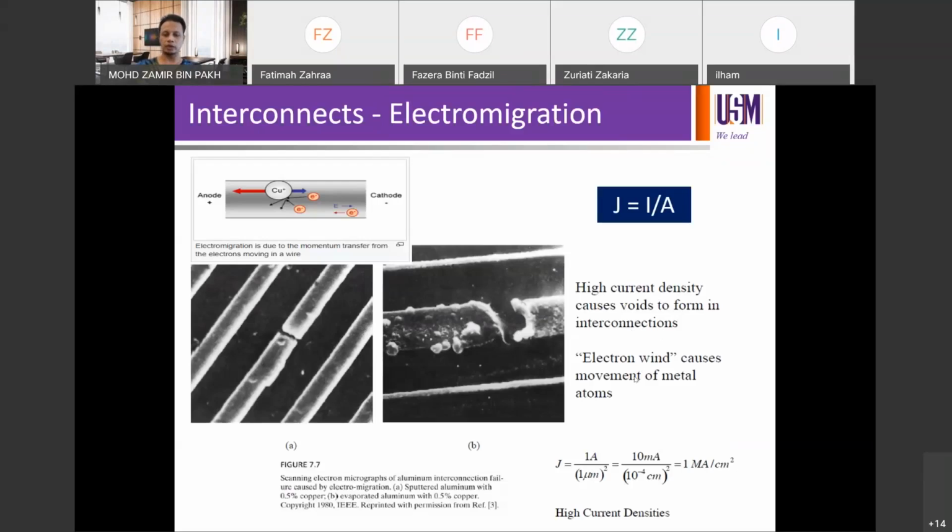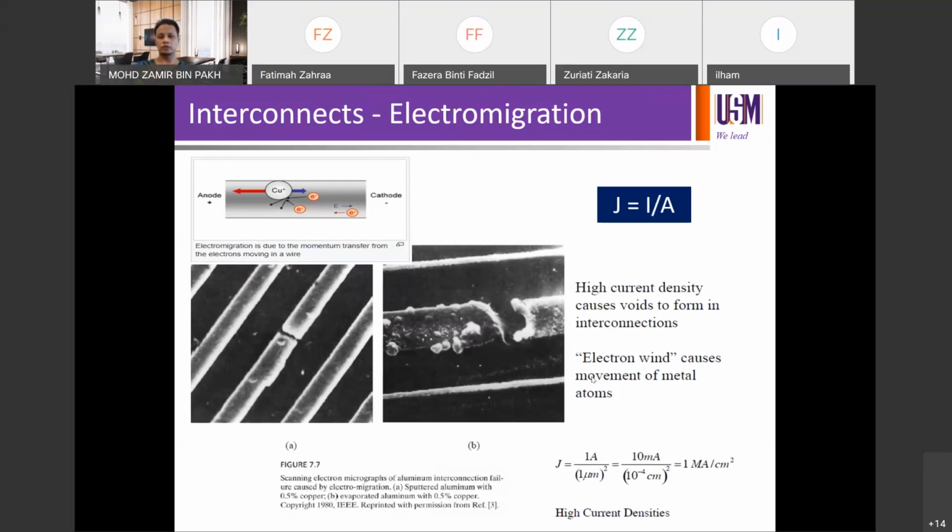Okay, so the momentum transfer from the electrons in the current carrying conductor is also called electron wind. Electron wind causes movement of metal atoms. Because if you look at the mass of the electron, it is very, very small, right? So you barely feel the mass anyway, but that's why we call it electron wind. But then the effect is quite tremendous to the atoms of the wire.